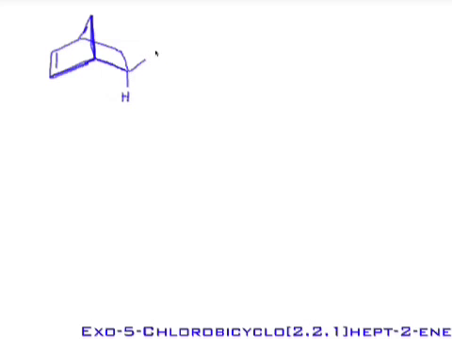Suppose I place the substituent in this position. This chlorine is out and away from this cyclopentadiene ring. Because of that, this is called exo.